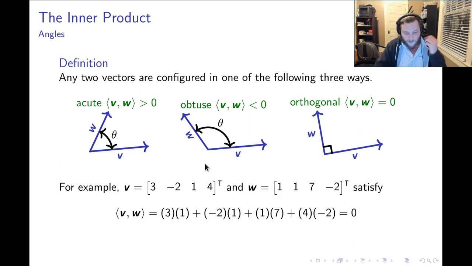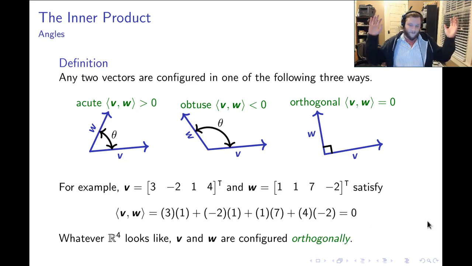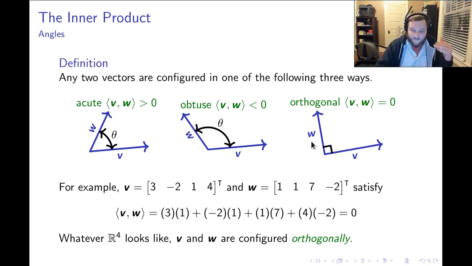So here's an example. Here I have two vectors in R4. The first vector has coordinates 3, -2, 1, 4, and the second vector has coordinates 1, 1, 7, -2. When I take the inner product of these two vectors, I compare the corresponding coordinates, multiply them together, and add everything up, and in this case, I get 0. So whatever R4 looks like, these two vectors can be thought of as arrows sitting inside of 4 dimensions, and they're configured orthogonally. They form a right angle with one another. And we know this because their inner product is equal to 0.